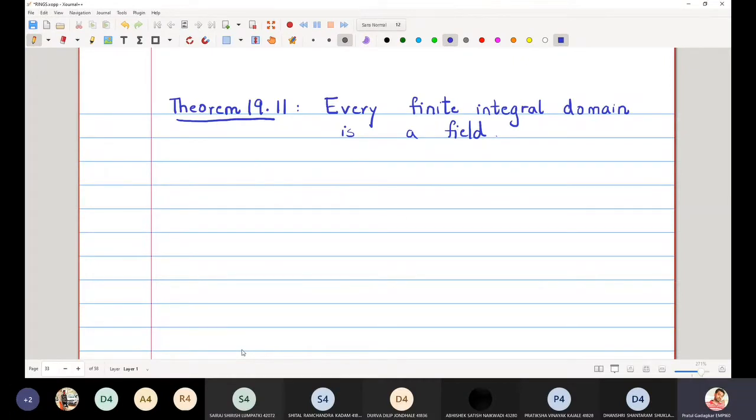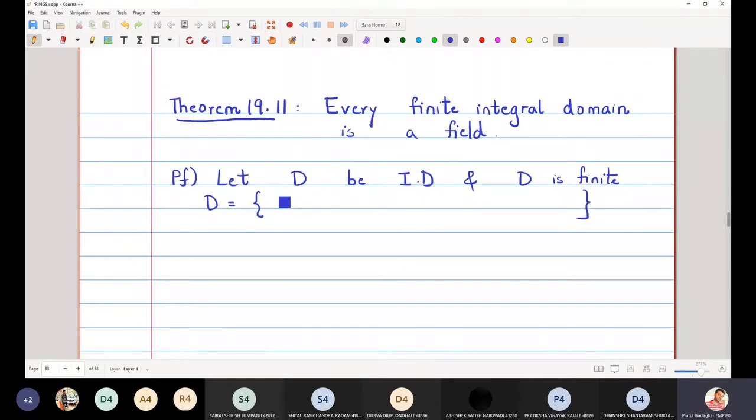So now we will prove the next theorem that every finite integral domain is a field. So let me write the proof. Let D be an integral domain and D is finite. So this set D will have finitely many elements. I will write the finite elements.